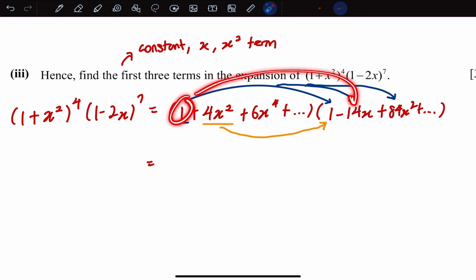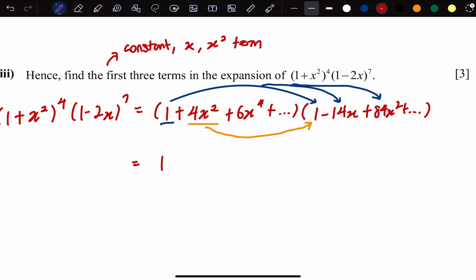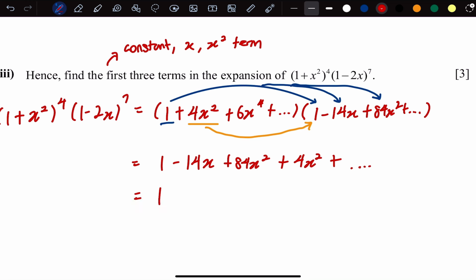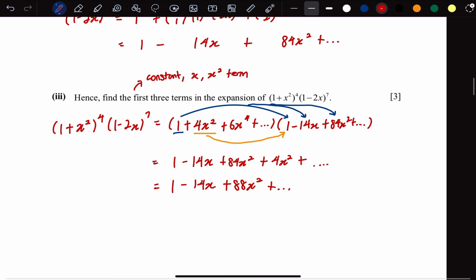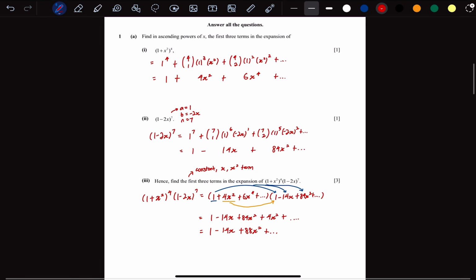multiplied to these terms over here. This is simply equal to 1 minus 14x plus 84x squared. Then the next one is 4x squared multiplied to 1 plus 4x squared, and the remaining terms you can just write as plus dot dot dot. Simplify, this will be 1 minus 14x plus 88x squared plus dot dot dot. And we have solved the question. Okay, so this is for question 1.